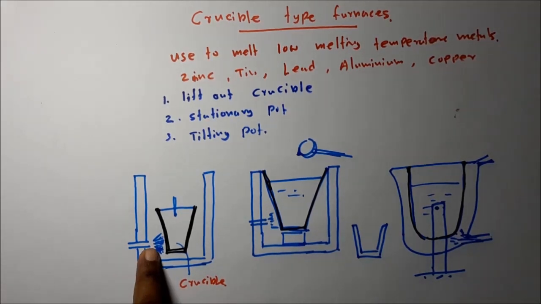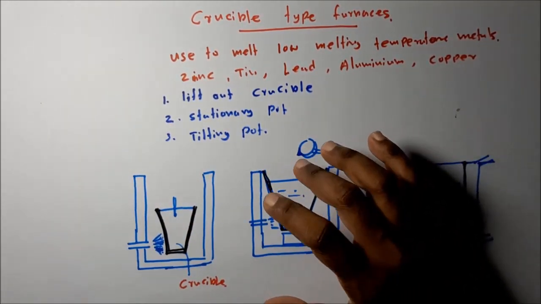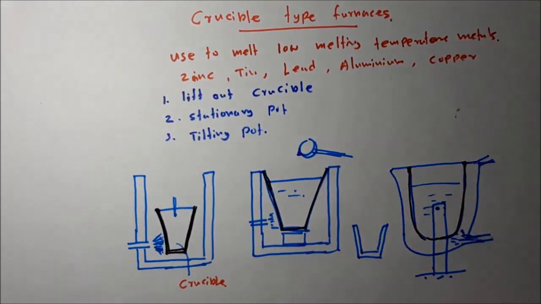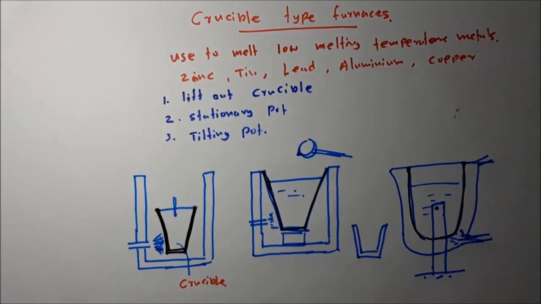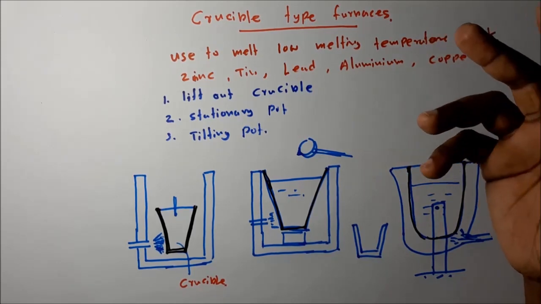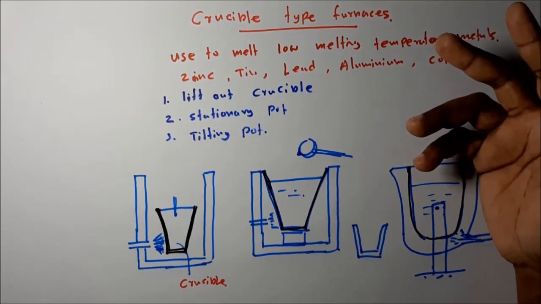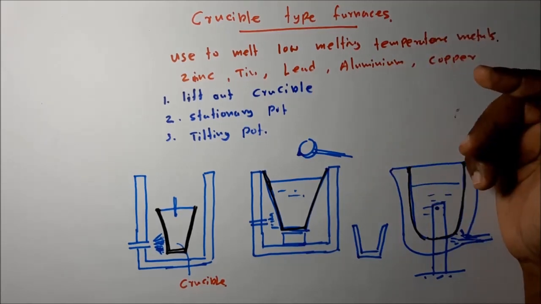The furnace oil flame is normally used to produce the heat, and these are the three types of crucible type furnaces. Okay, and these are the four types of furnaces we discussed used to produce the molten metal. The first is the cupola, second is the electric arc furnace, third is the induction type furnace, and the fourth type is the crucible type furnace.